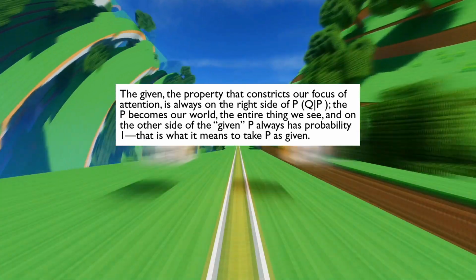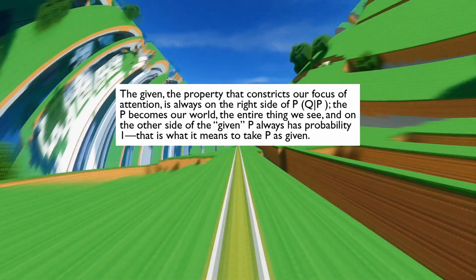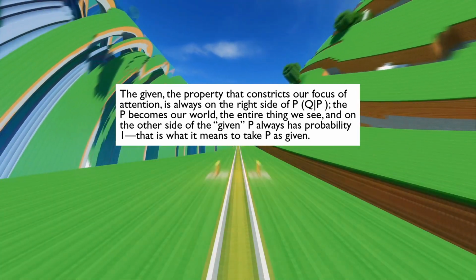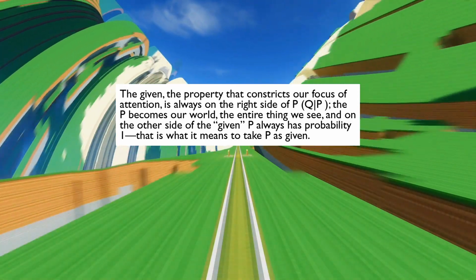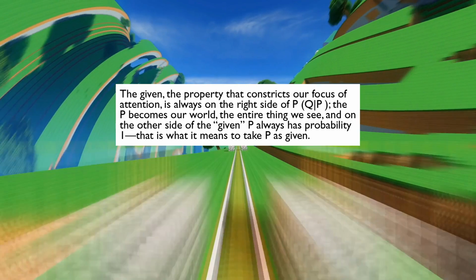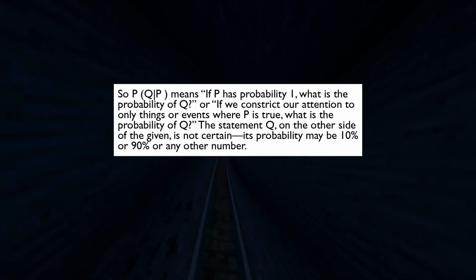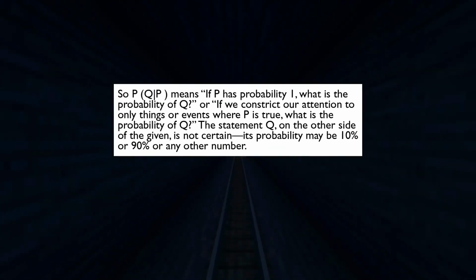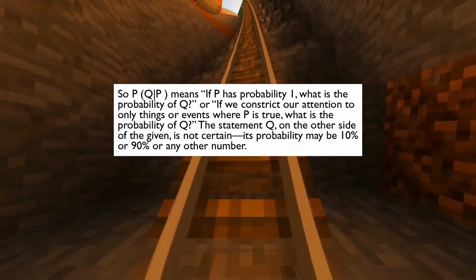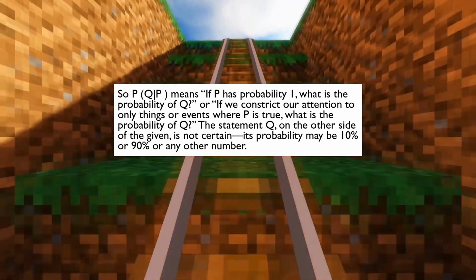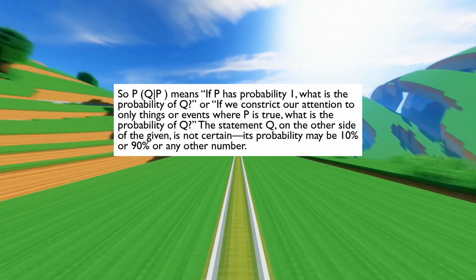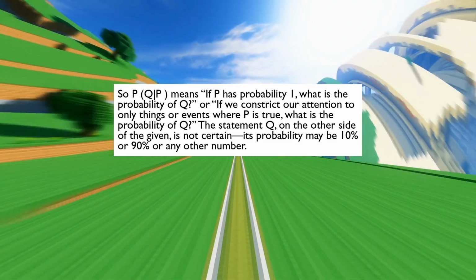The given, the property that constricts our focus of attention, is always on the right side of P(Q given P). The P becomes our world, the entire thing we see, and the statement on the other side of the given always has probability 1, that is what it means to take P as given. So P(Q given P) means, if P has probability 1, what is the probability of Q? Or if we constrict our attention to only things or events where P is true, what is the probability of Q? The statement Q, on the other side of the given, is not certain, its probability may be 10% or 90% or any other number.